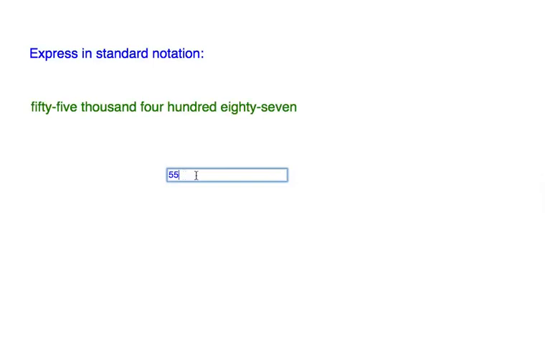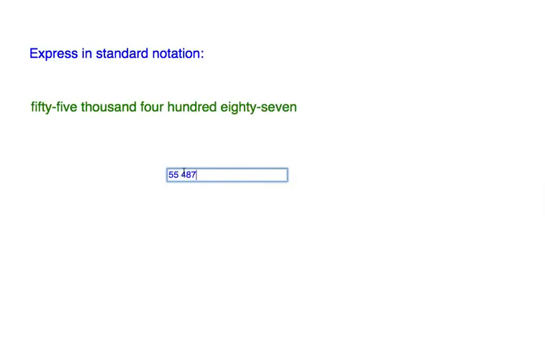And so we're going to have a whole bunch more stuff. If it was just 55,000, you'd have 55, and the 5 has to end up in the thousands place, so we're going to put 3 zeros. But since this continues, we're going to say 487. So we just write 400, so the 4 goes in the hundreds place, and then 87, like that.